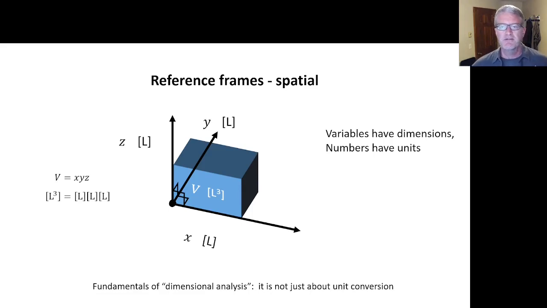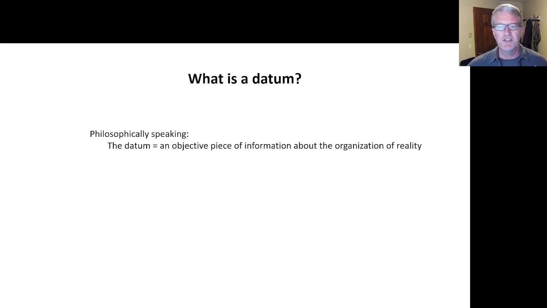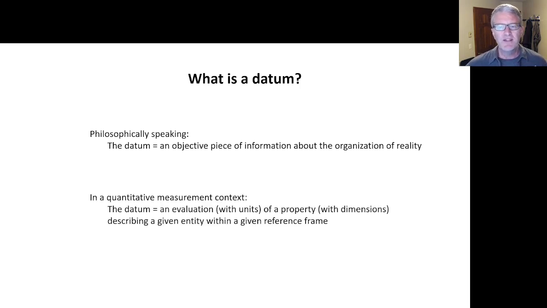After an introduction to fundamental and derived dimensions of space, we can start seeing the basics of how dimensional analysis helps us describe the links between data and the real world. Our abstract philosophical definition of datum was focused on how data lends objectivity to the practice of science. But the dimensional perspective suggests that maybe we can find a more specific definition of datum when applied to quantitative science. The quantitative definition for a datum that I like is an evaluation of a property that describes an entity within a given dimensional reference frame.